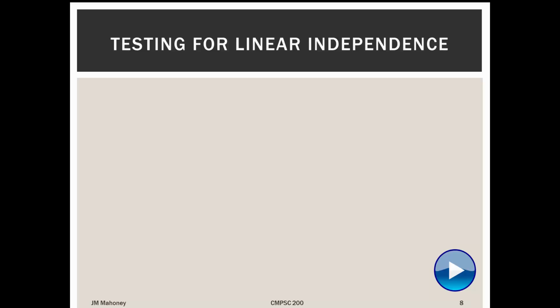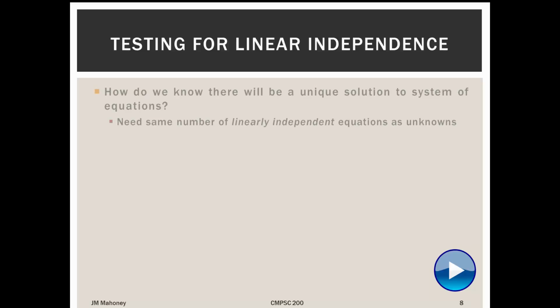And to do that, we need to test for linear independence. If our system of equations is linearly independent, we will have a unique solution. So the rule is we don't need just the same number of equations as unknowns, but more specifically, we need the same number of linearly independent equations as unknowns. And we have ways of testing this linear independence. More formally, linearly independent means we can't take any combination of our equations and get one of the equations back.